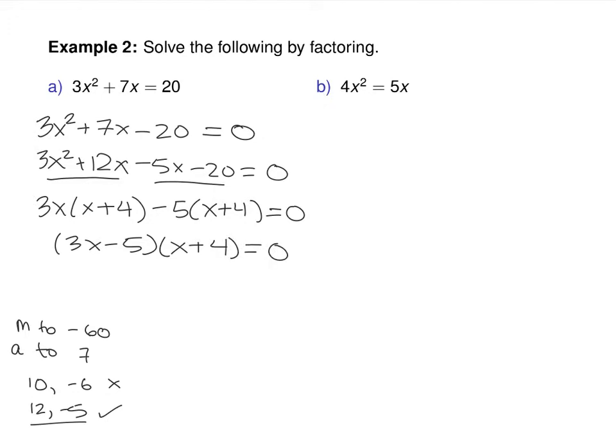Times x plus 4. And once you get to that step, it's just like the first one, right? One answer is 3x minus 5 equals 0, which tells you x equals... I shouldn't go so fast, I'm so sorry, habit. So 3x equals 5, and x is equal to 5/3. And the other one is x plus 4 equals 0, so x equals -4. Great.